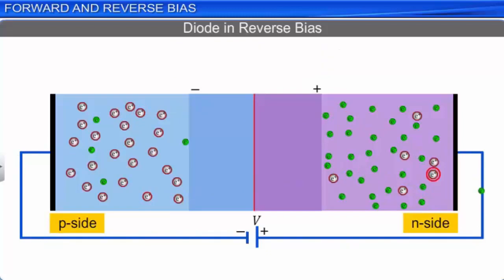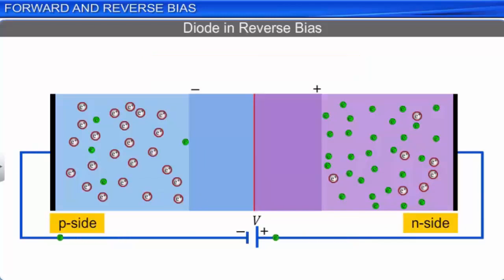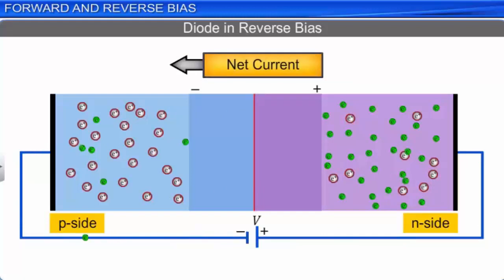Thus, in a reverse biased diode, the diffusion current decreases much below its equilibrium value, while the drift current remains unaffected. The drift current is now greater than the diffusion current. Hence, a net current flows from the N side to the P side in a reverse biased diode. The net current is small, as the drift current itself is small.